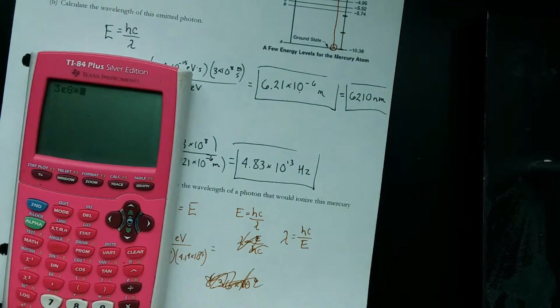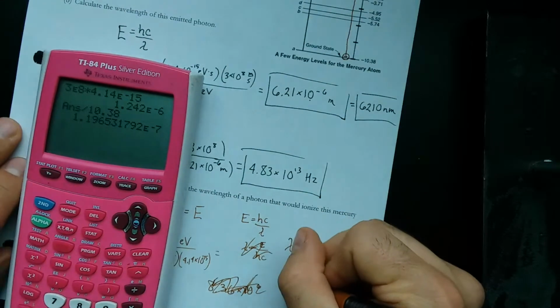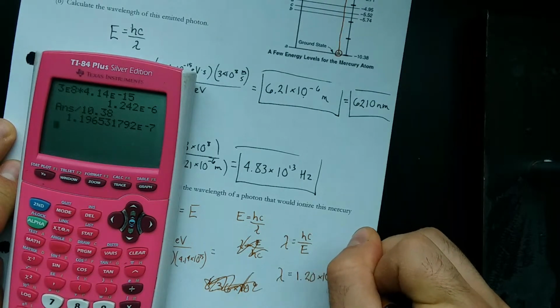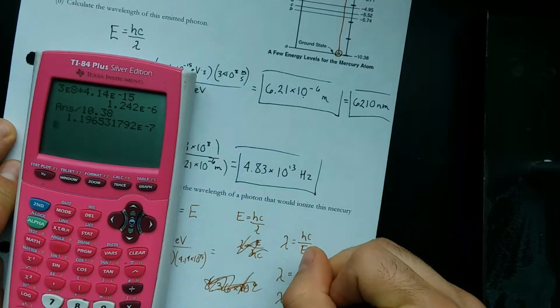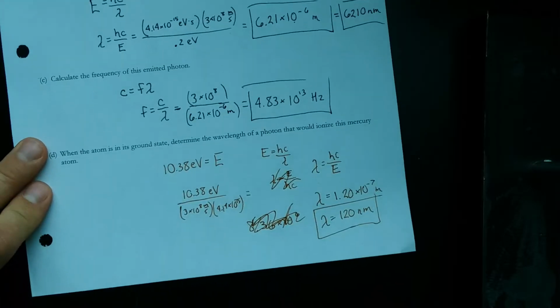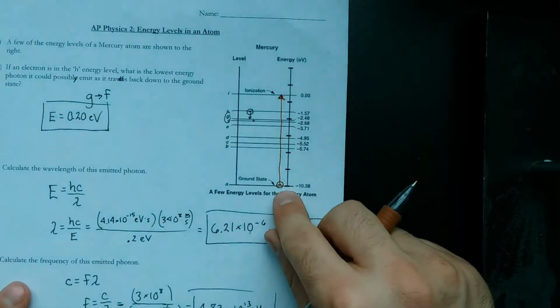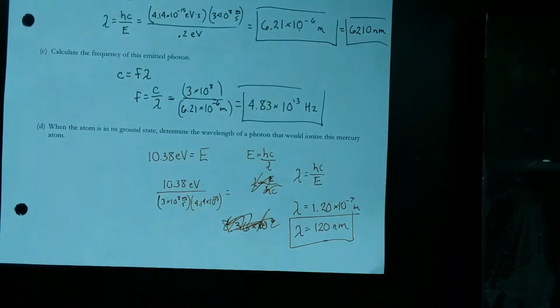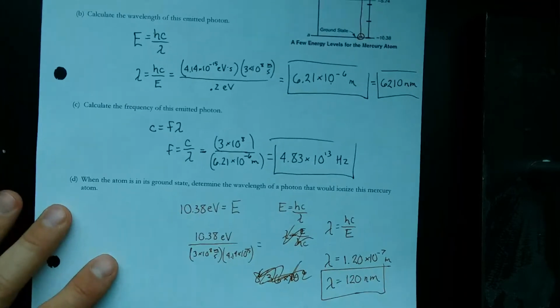3 times 10 to the 8th times 4.14 times 10 to the negative 15th, divided by 10.38. There we go. Lambda equals 1.20 times 10 to the negative 7th meters, or 120 nanometers. A very small wavelength, which makes sense. This is a high energy photon that's going to cause us to jump such a big energy level from the ground state all the way out of this mercury atom. A photon like that, which is in the ultraviolet range, could do that.